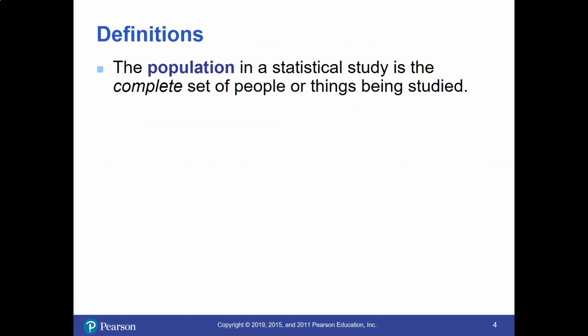So the population in a study is the complete set of people being studied. The only time you would actually ever study all of them is if you're doing what's called census data. Typically what we do is we try to look at a sample and use that to extrapolate things about the general population. And there's lots of different ways to sample.